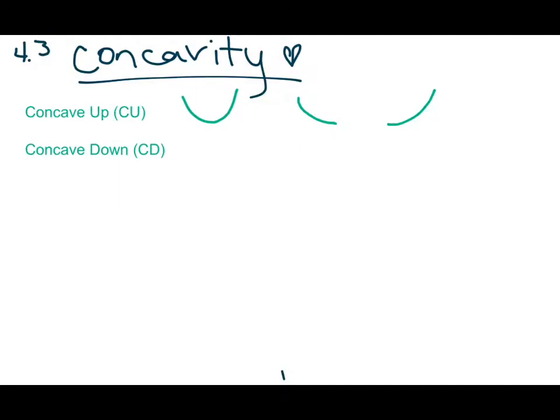Concave down is a frowny face. I can have a piece of my frowny face. Those are all concave down. So literally, happy graph, concave up, frowny graph, concave down.